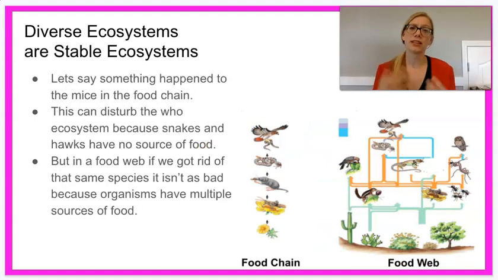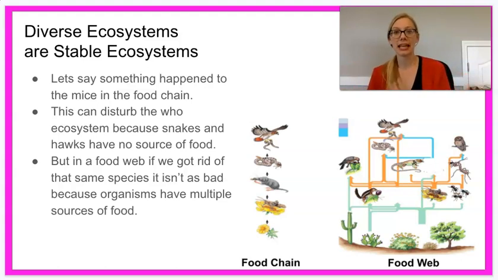This kind of brings me to the point that having diverse ecosystems and stable ecosystems is really important, okay? Why? If we lose one organism or something happens to one specific population, it can really disrupt everything else in this ecosystem. So the more variety of food sources and plants, basically the bigger biodiversity we have in a given food web, the more stable that ecosystem is and the more likely it is to survive, right?